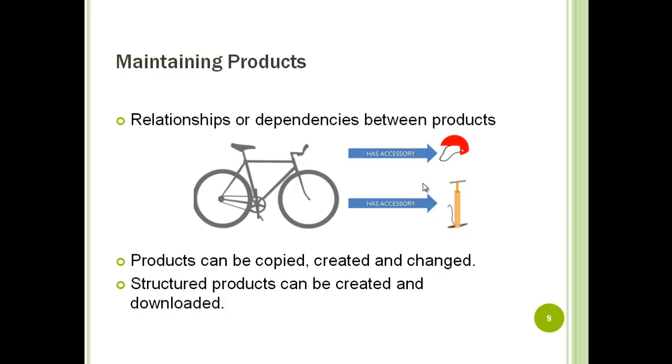SAP CRM product master allows you to maintain product relationships. You must be wondering, what's a product relationship? It helps to record how products are related to each other, or to customers or competitors. Some examples are has accessory, has old model, customer product number. You can see the example of a bicycle having some accessories. These relationships can be used in transactions.